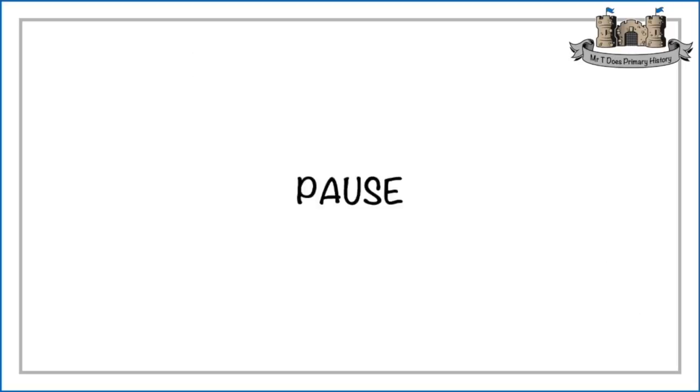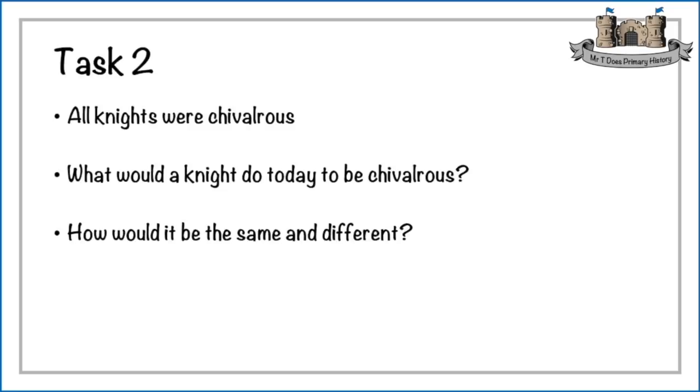Pause. So here's our second task. Let's have a look what it is. Task 2. All knights were chivalrous. And remember, chivalry is the code of honour and rules that knights in the Middle Ages used to follow. They had to promise to be brave, fair, honest, and promise to protect the weak and the poor.